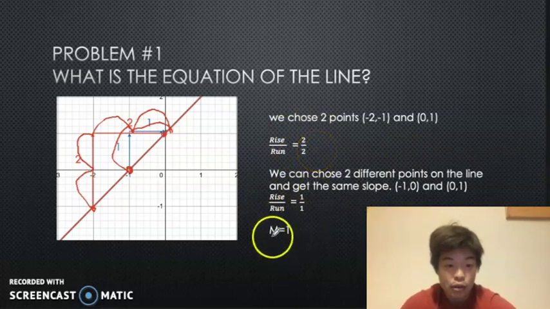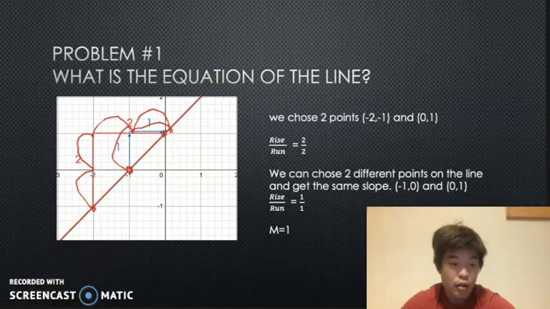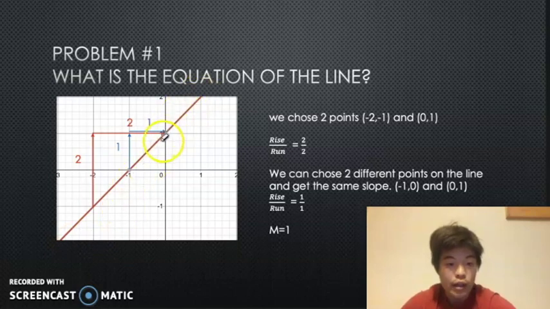So m equals 1. Now, the second thing we need to find is the y-intercept. Where does this line cross the y-axis? Let me clear this so that you can see a little clearer. Where does this line cross the y-axis? Well, at 1. So now we have the equation in slope-intercept form. It is y equals x plus 1.